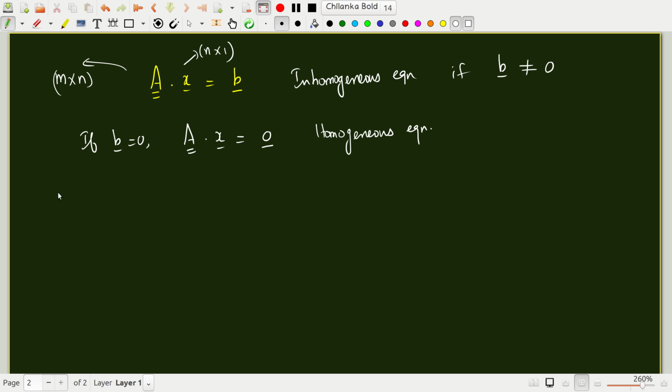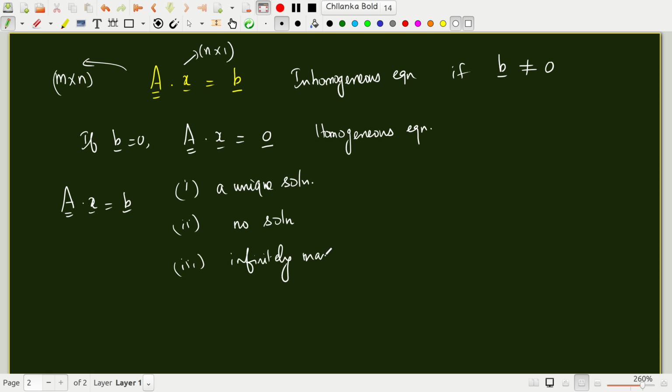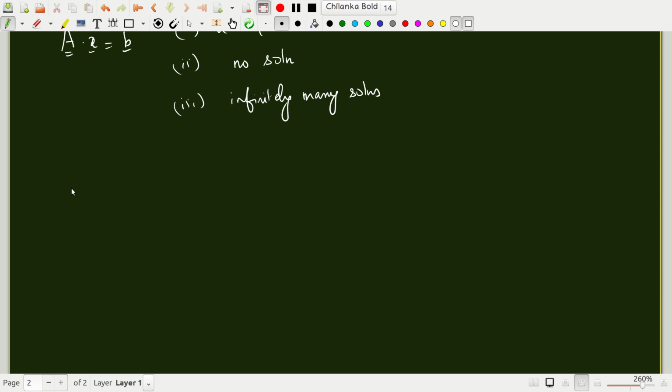Okay, so what are the scenarios for the solution of Ax equal to b? You can have three scenarios. You can have a unique solution. You can have no solution. And you can have infinitely many solutions. Okay, so these are the three possibilities. How do you understand these possibilities?